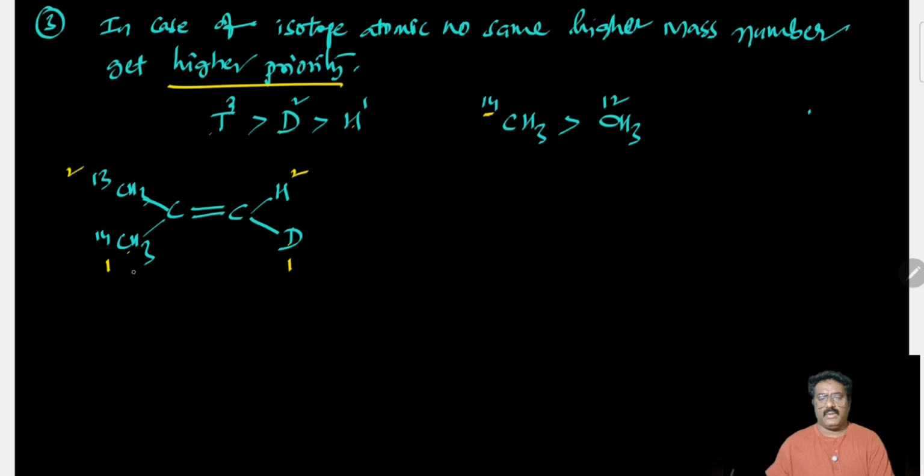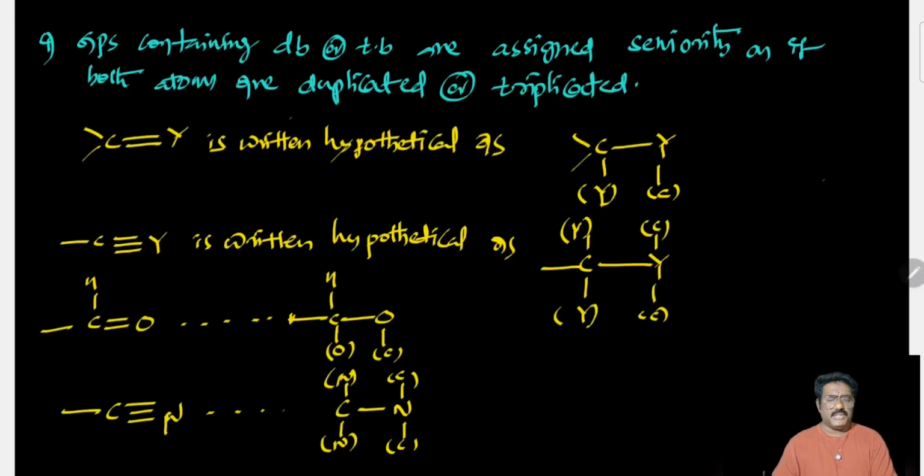So what? The same or high priority groups are on the same side. It is what isomer? It is a Z isomer. Yes, have a look at the next rule.